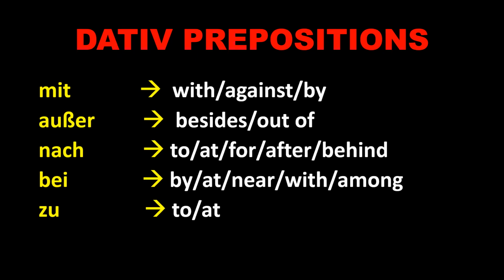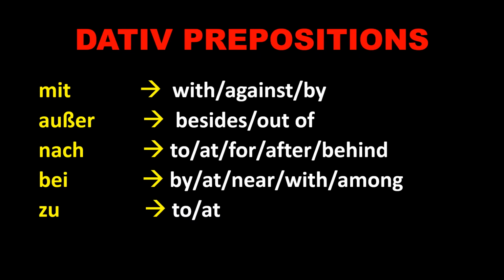Dative prepositions. So these are the dative prepositions. Mit, which means in English with, against, by. Außer, besides, out of. Nach, which has different meanings at different places. It depends on the context. To, at, for, after, behind.